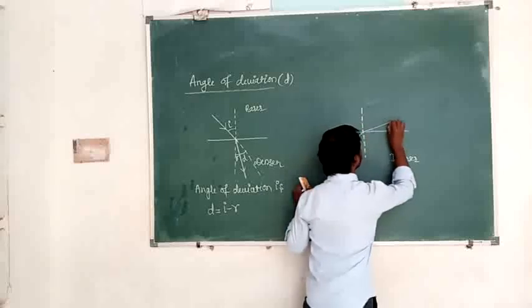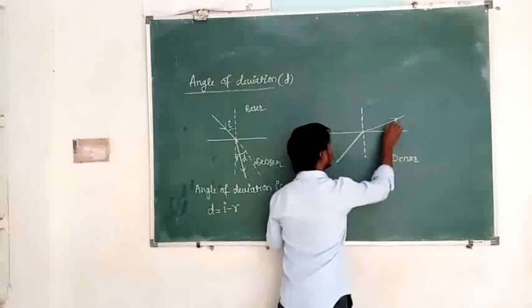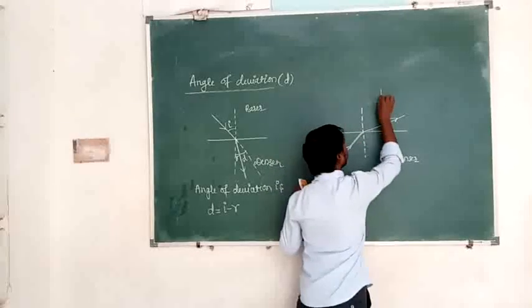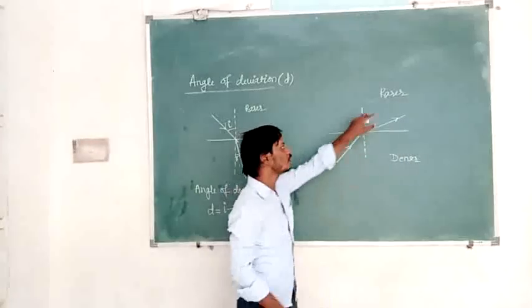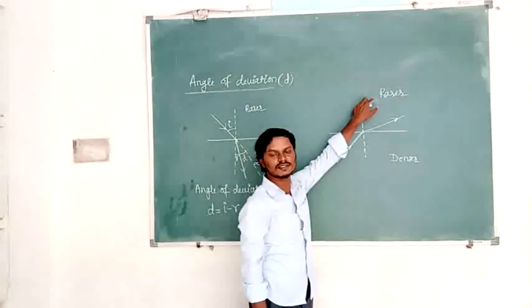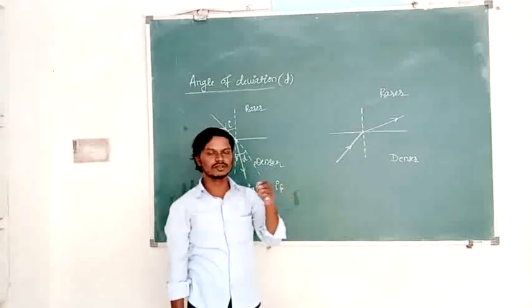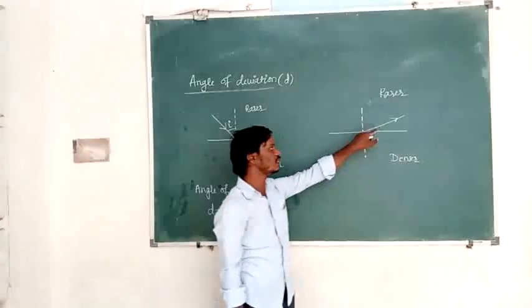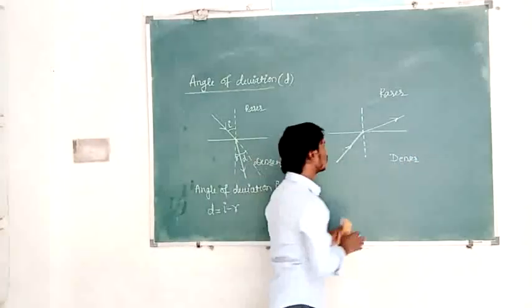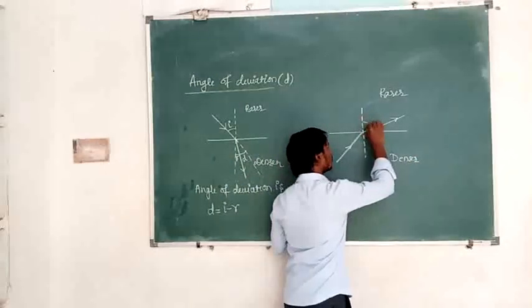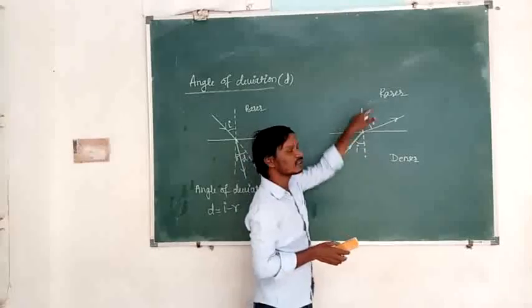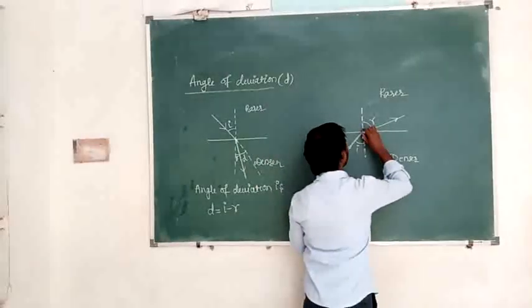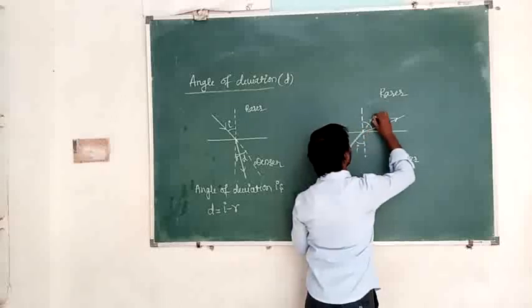Why does the refracted ray bend away from the normal here? When the light travels from denser medium to rarer medium, in the rarer medium the speed of light increases because of its low refractive index and low optical density. If a medium has a low refractive index or low optical density, in that medium the speed of light increases. So this is the angle of refraction R and this is the angle of incidence I. Suppose both the media are the same, the incident ray would pass straight without any deviation.